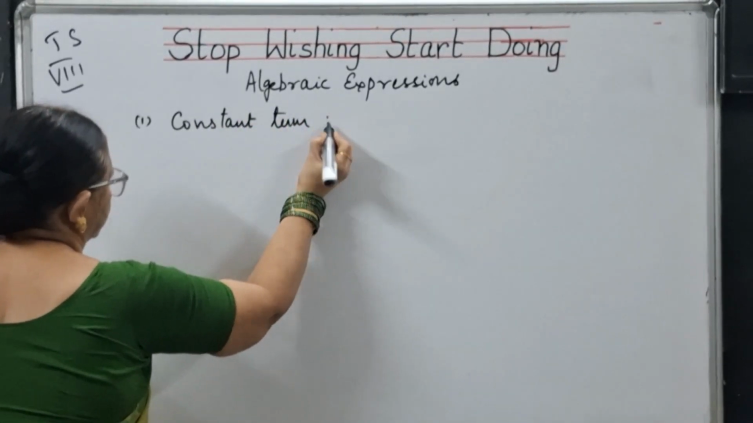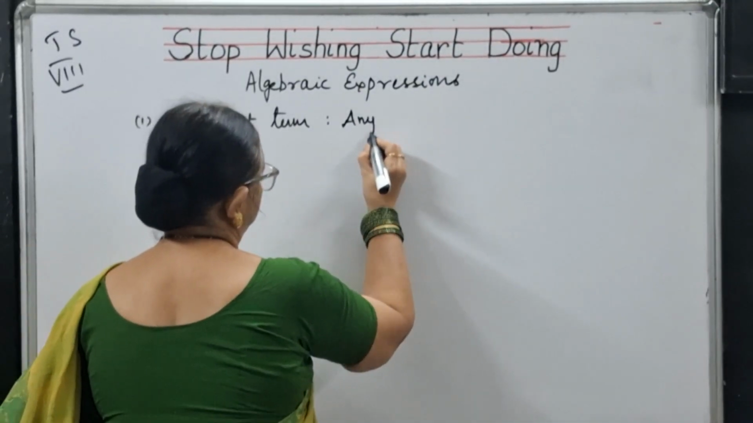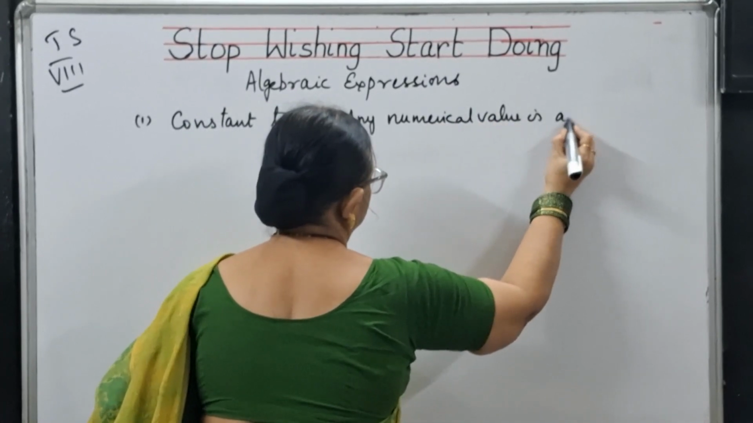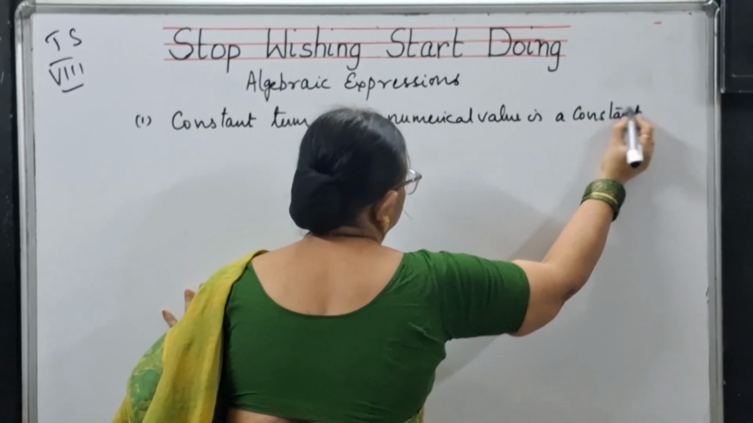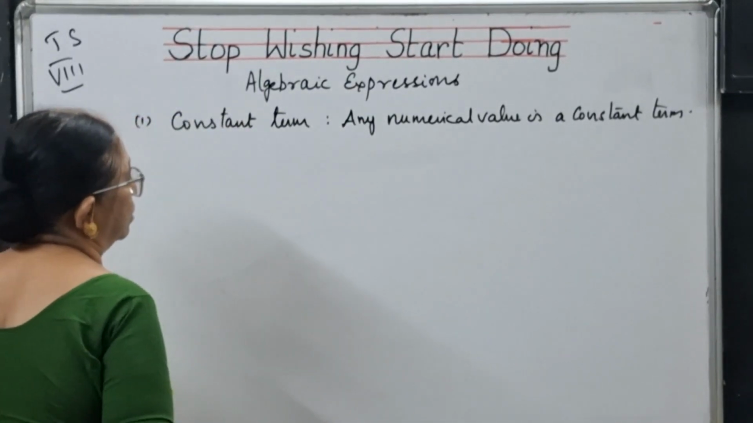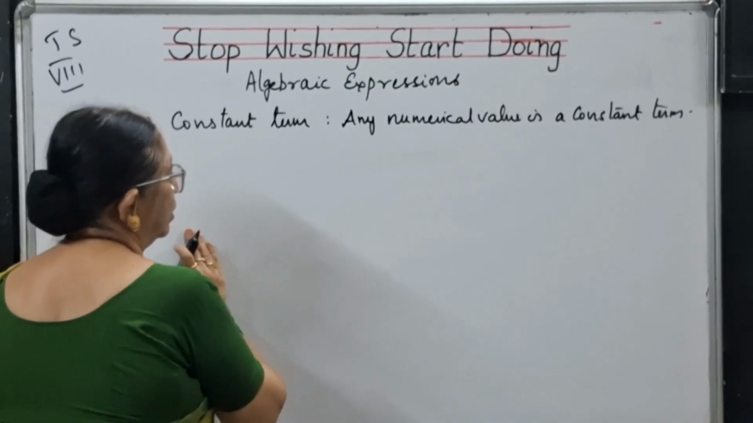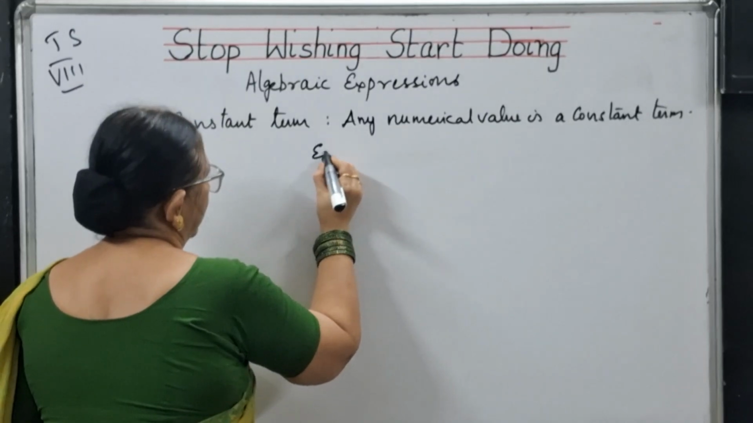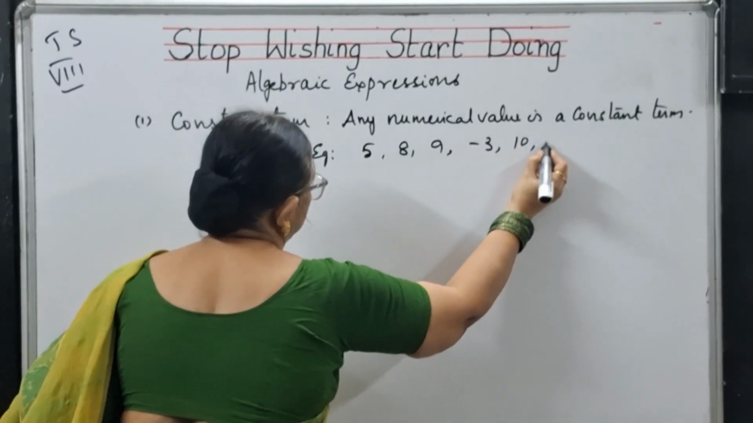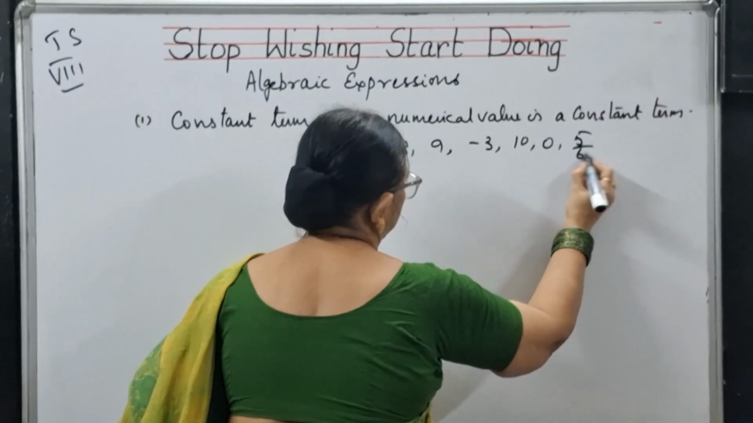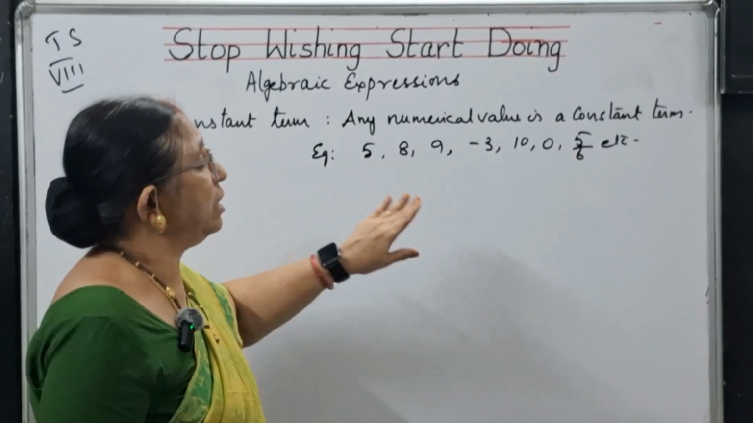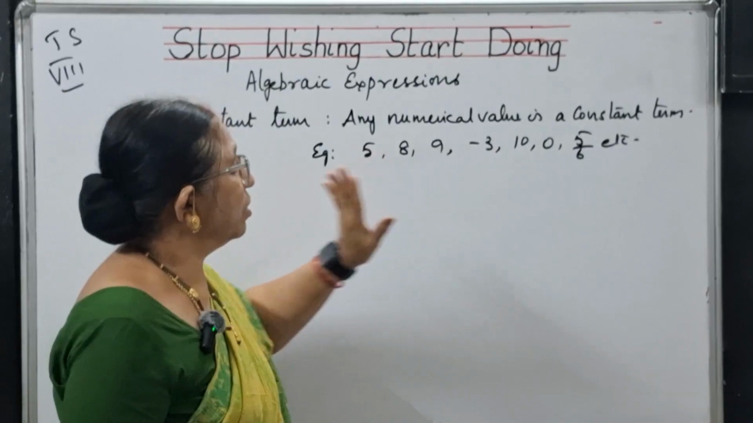What do you mean by constant term? Any numerical value is a constant term. Numerical value means what? Any number. It is a constant term. Why do we call it a constant? Because it will not change under any circumstances. As an example, we can take 5, 8, 9, -3, 10, 0, 5 by 6, etc. Anything you can take. These all are numerical terms which will not change under any circumstances. So we call it a constant term.